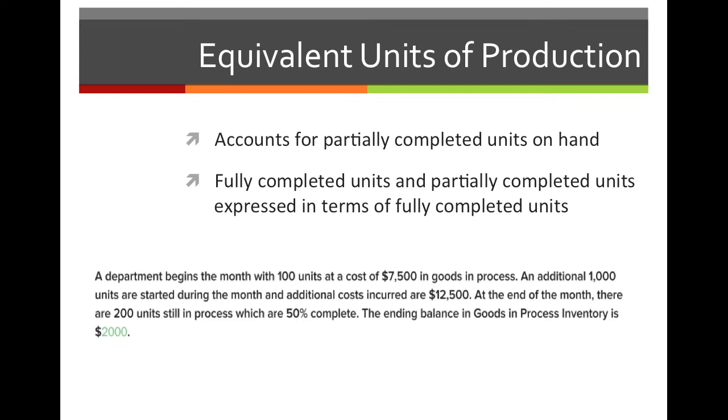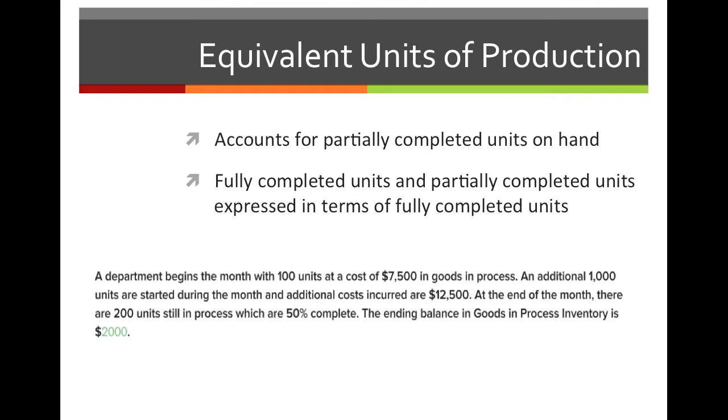So this is a question from the LearnSmart module that gave me some trouble, so I'm just going to use it to explain how equivalent units work. It says a department begins the month with 100 units at a cost of $7,500 in goods in process. An additional 1,000 units are started during the month, and additional costs incurred are $12,500. At the end of the month, there are 200 units still in process, which are 50% complete. The ending balance in goods in process inventory is blank.